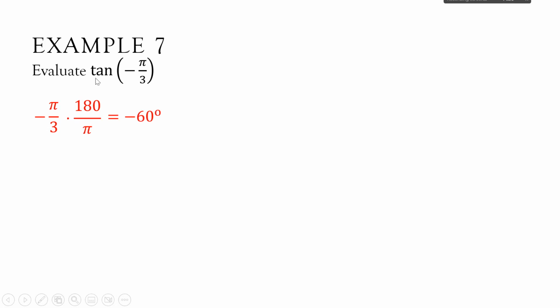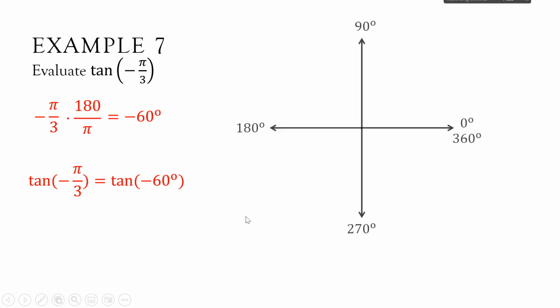Alright, so this tells me that tangent of negative pi over 3 is the same thing as tangent of negative 60 degrees. So again, I haven't done anything about my reference angles. I haven't talked about my quadrants yet. All I've done was change the measure to be degrees so that we're a little bit more comfortable in imagining what this angle looks like. So tangent of negative 60 degrees. Where is negative 60 on this? What does it look like?